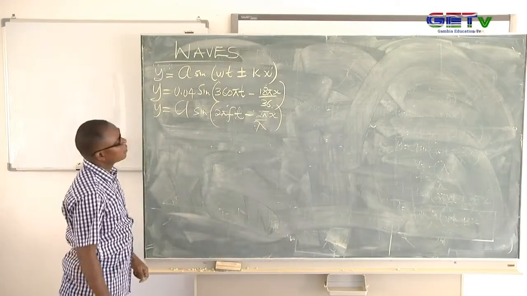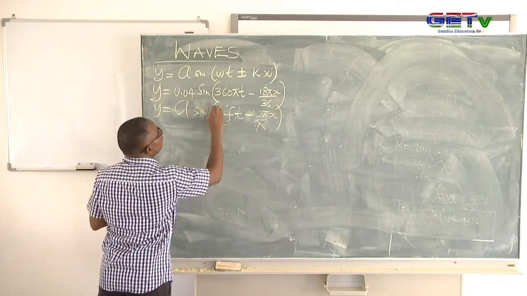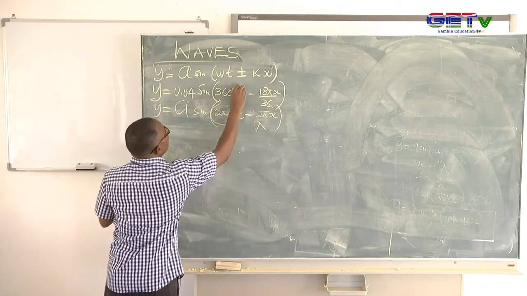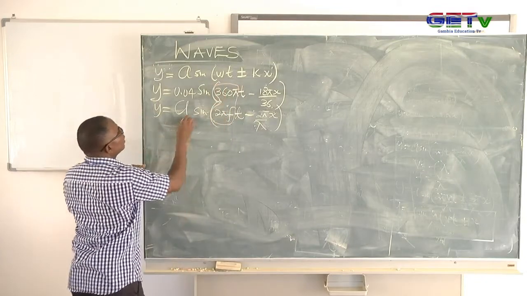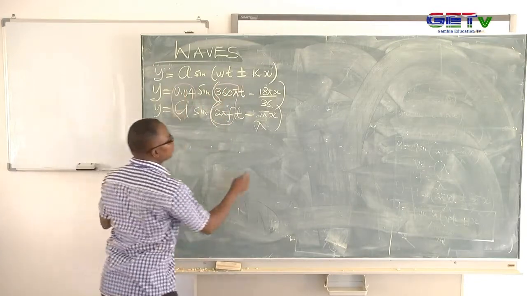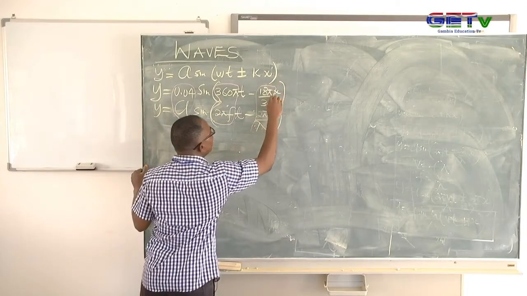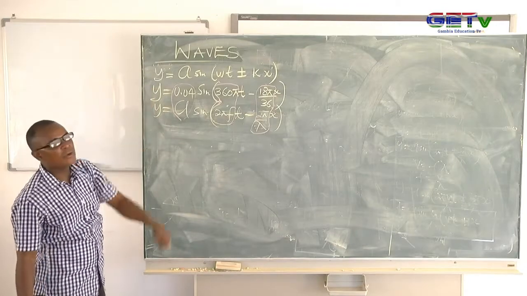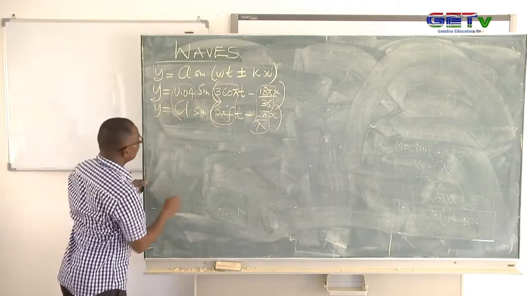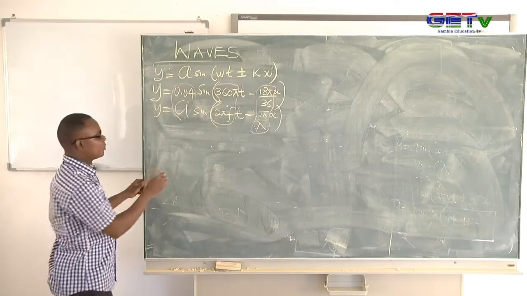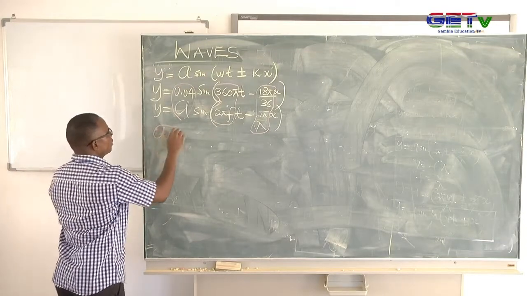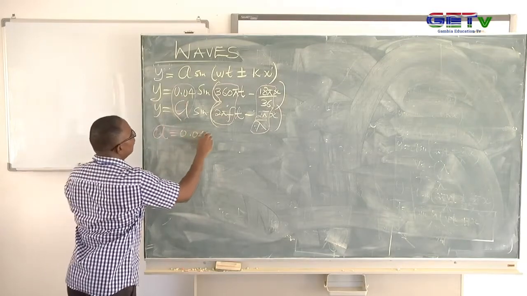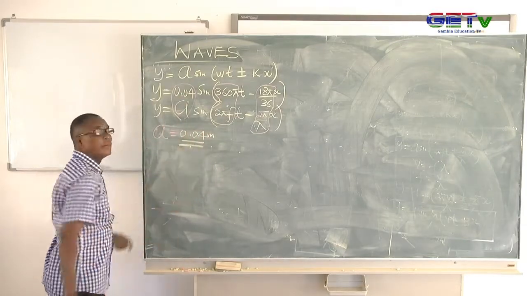So now if I compare the two, I can find out what each variable represents. If we're comparing coefficients, because the left hand side is equal, the right hand side coefficients are also equal. In this question, the first part was the amplitude. So the amplitude is 0.04. Amplitude was measured in meters, remember that.